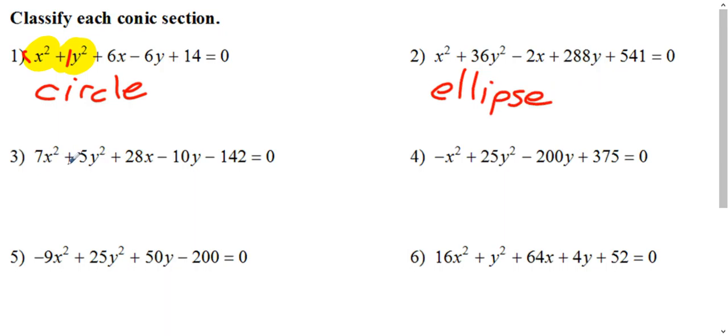Here we have x squared and y squared. They're both positive, different numbers, so that is also an ellipse. Here's our x squared, y squared. We have a negative x squared and a positive 25y squared. Since one's negative and one is positive, that is a hyperbola.